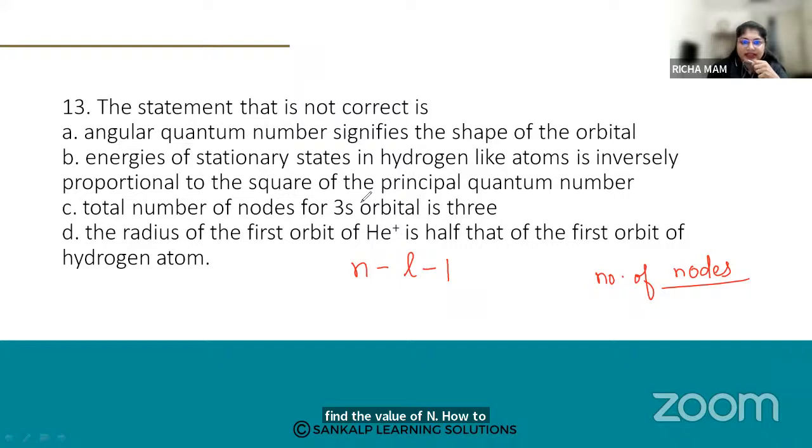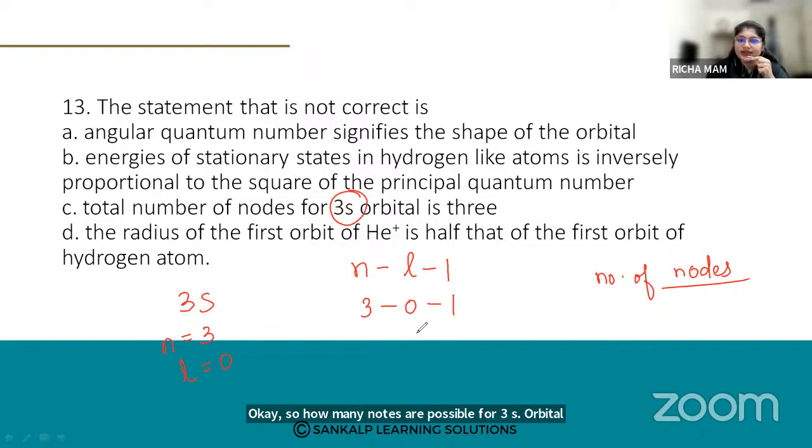Now we know how to find the value of n and how to find the value of L. Here, 3s is given. So what is n? n is 3. And L is 0, right? So if I put the values here, n is 3 minus 0 minus 1. So how many nodes are possible for the 3s orbital, students? It is 2. And what they have given? The total number of nodes for the 3s orbital is 3. So this is a wrong statement. Understood? This question is clear. So please remember this.